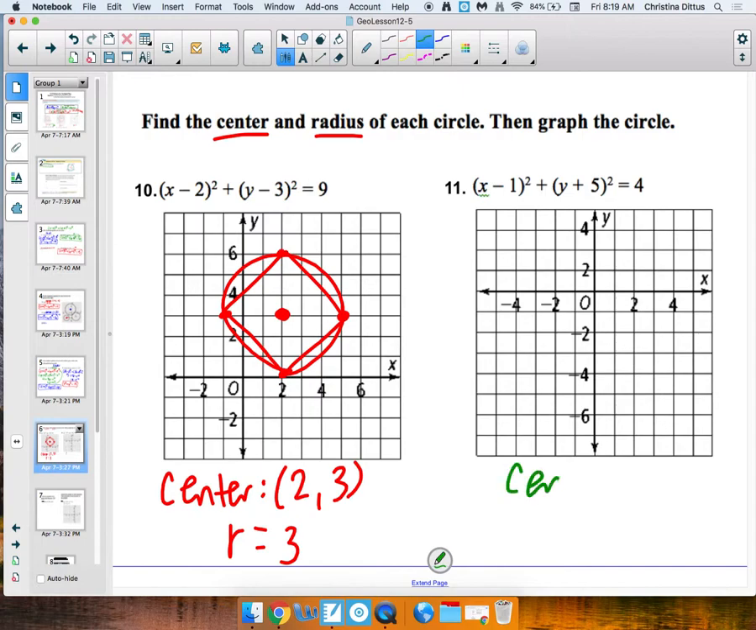All right, next one, find my center. 1, negative 5. What's my radius? 2. Where am I putting my dot? 2 to the left, 2 above. Hold up, first dot. The first dot goes at 1, negative 5. Then your 2s.